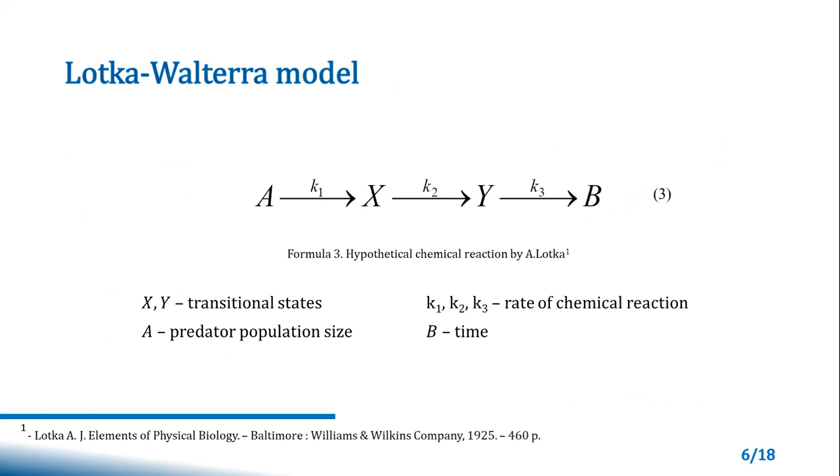As the problem under consideration in our work, we took the simplest model of the predator-prey type. The very first predator-prey model is considered to be the model obtained independently by Lotka and Volterra. Lotka in his work describes a hypothetical chemical reaction. The reaction is shown on the current slide, where X is an intermediate substance, k1, k2, k3 are the coefficients, the rates of the chemical reaction, A is the initial reagent, and B is the reaction product. And finally, he got a system of differential equations.